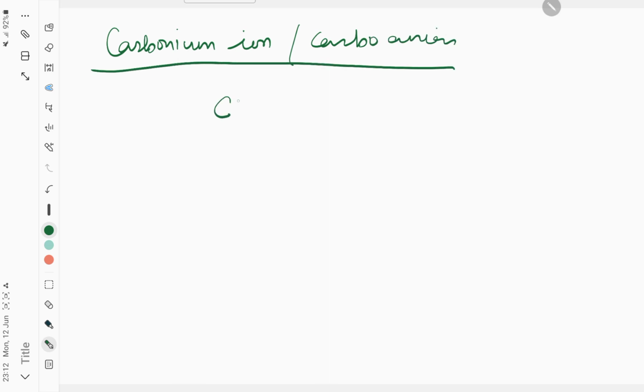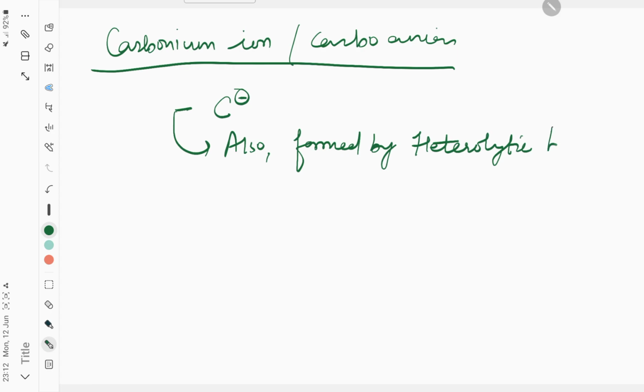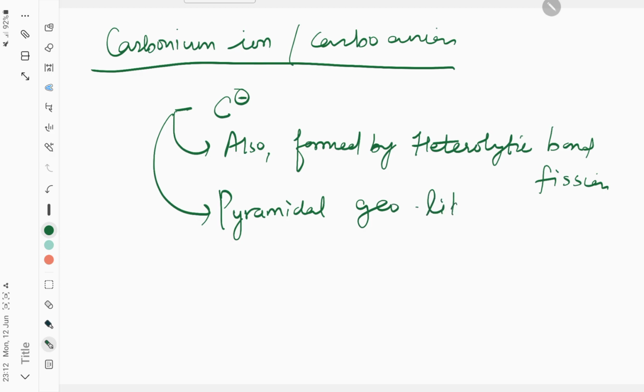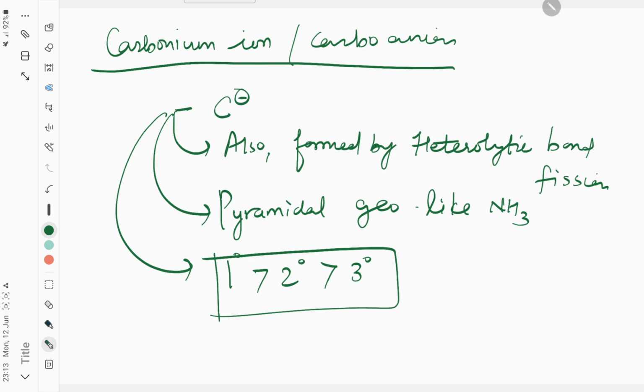Now the carbanion. What is a carbanion? Carbon with negative charge, also formed by heterolytic bond fission. Its geometry is pyramidal, just like ammonia. Here the stability order is primary is more stable than secondary, which is more stable than tertiary.